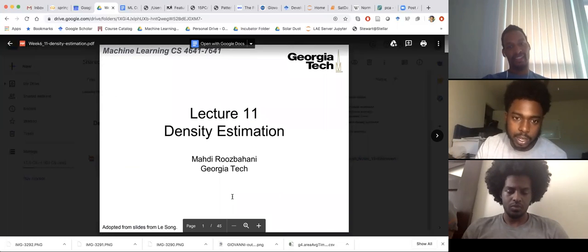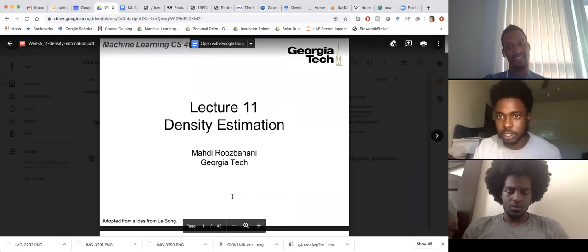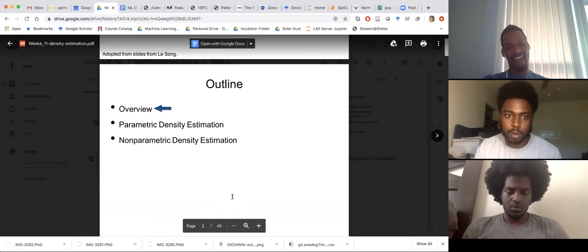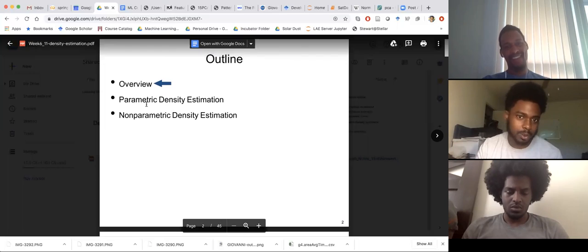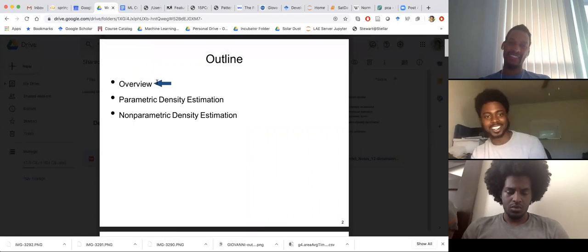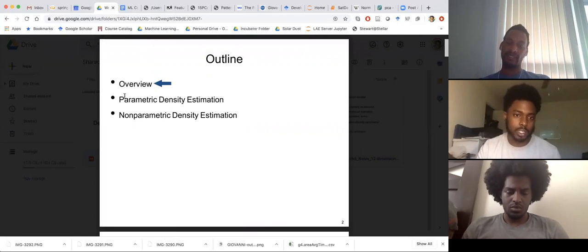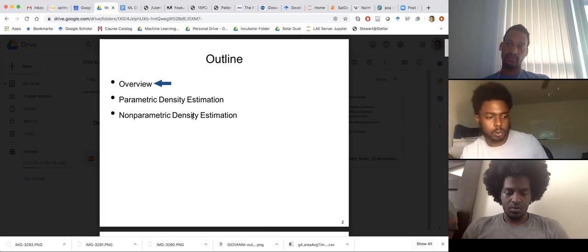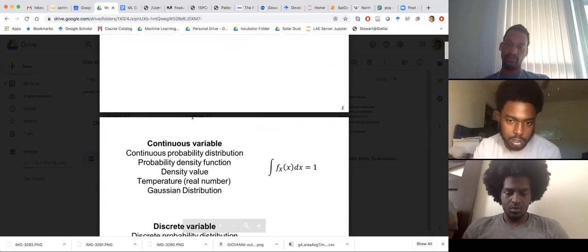Okay, we're going to look at density estimation, but we're not really going to look at most of this. So we're going to talk generally about what's going on here. We're going to glaze over parametric density estimation because I don't know it. And then we're going to talk about non-parametric density estimation, which I understand a little better, but it's still really hazy.